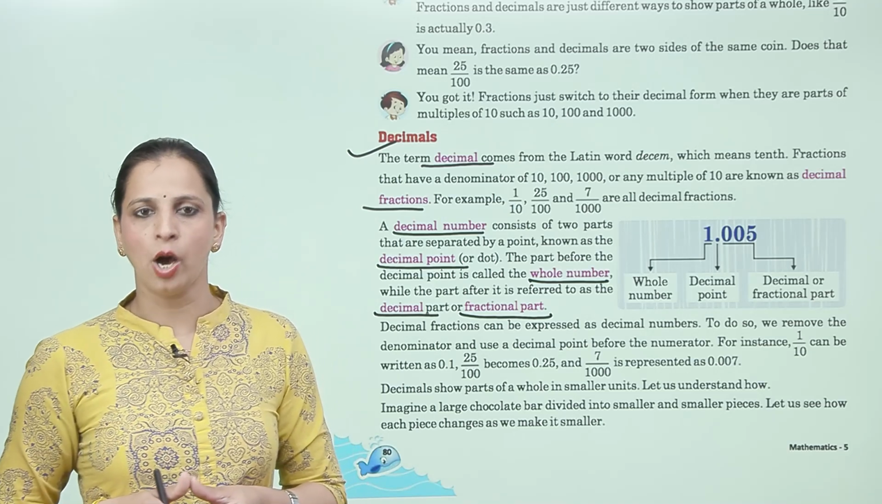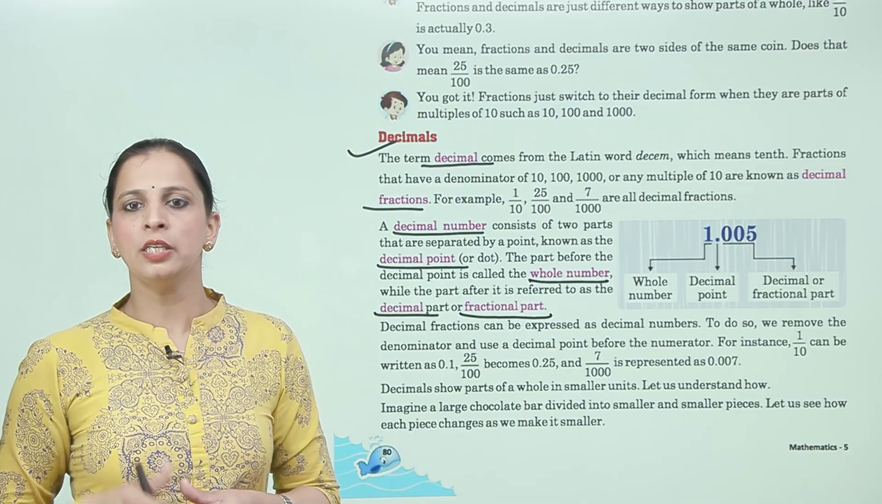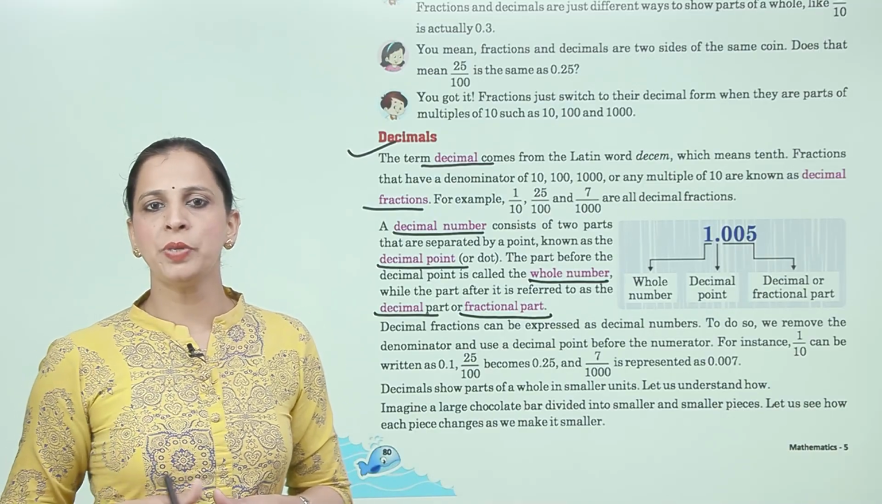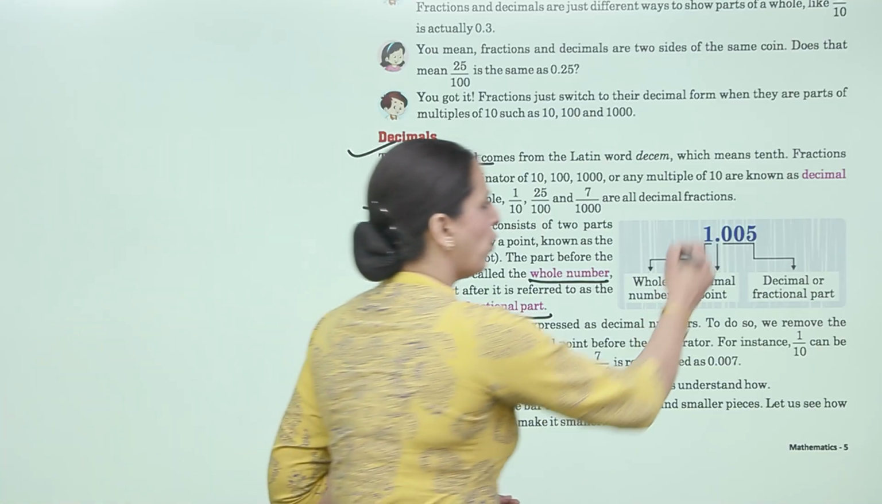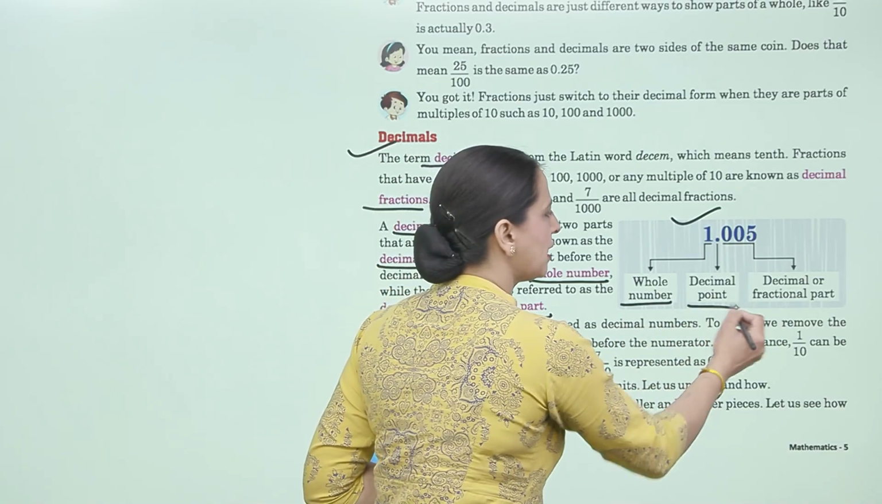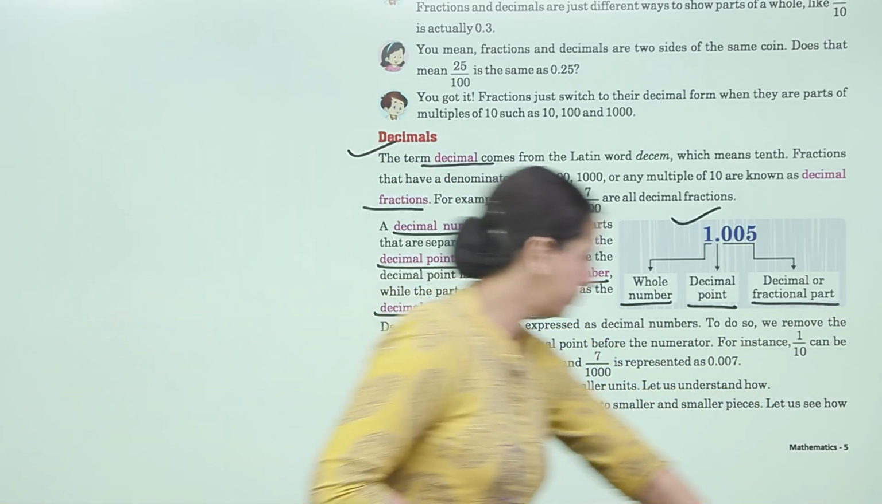Decimals show parts of a whole in smaller units. Let us understand how. Imagine a large chocolate bar divided into smaller pieces. Let us see how each piece changes as we make it smaller. Now, 1.005. 1 is the whole number, this is the decimal point and this is the decimal or fractional part.